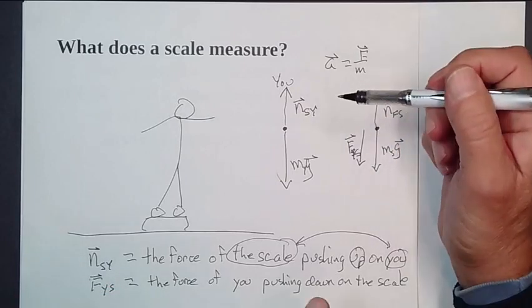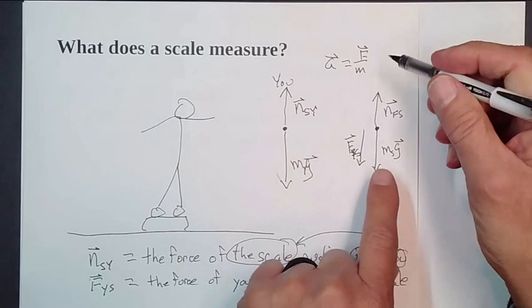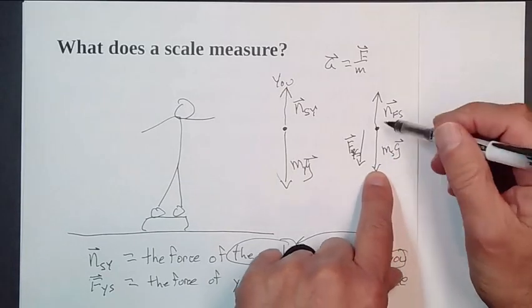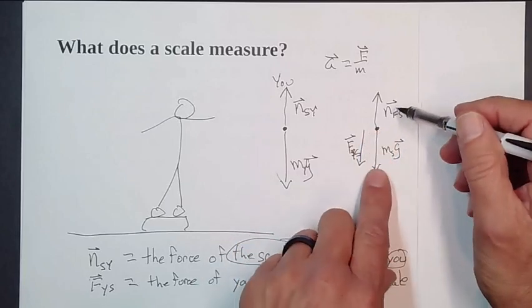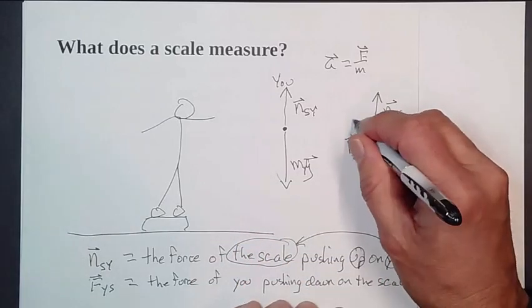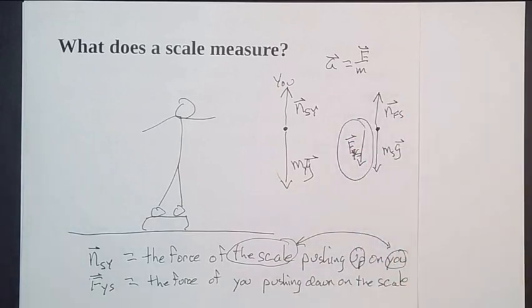Now, when the scale is just sitting there on the floor, when it's only got these two forces acting on it, its own weight and the normal force of the floor, it doesn't read anything. What it responds to is the force of you standing on the scale.